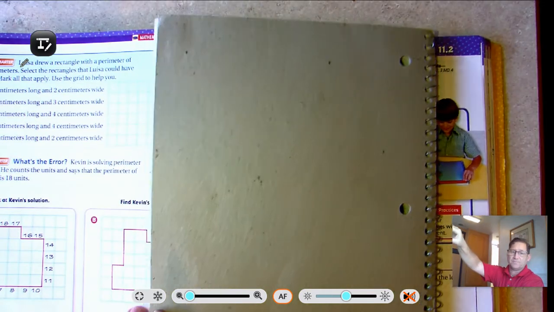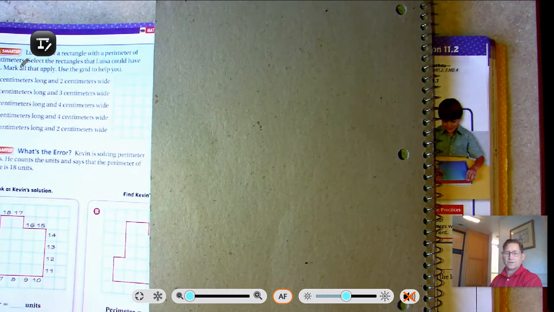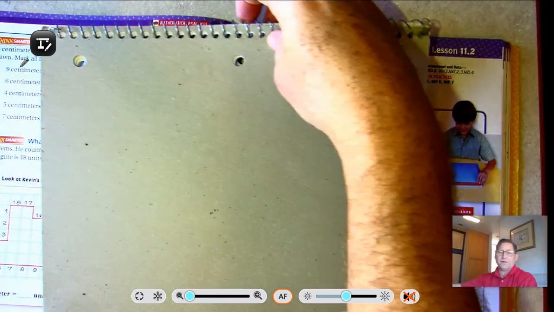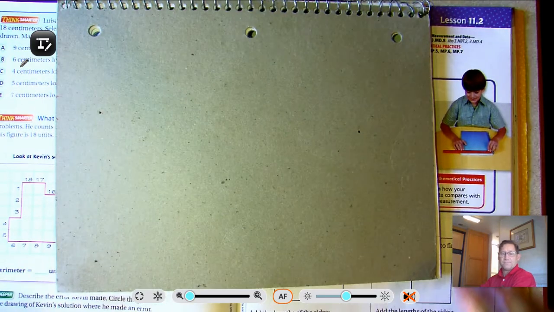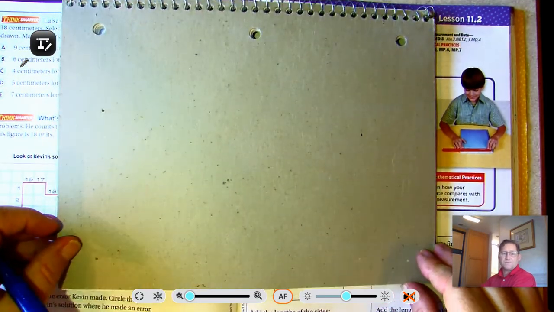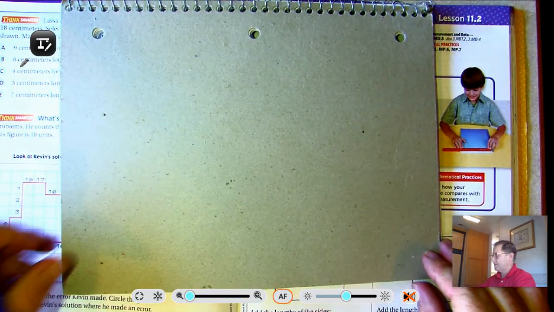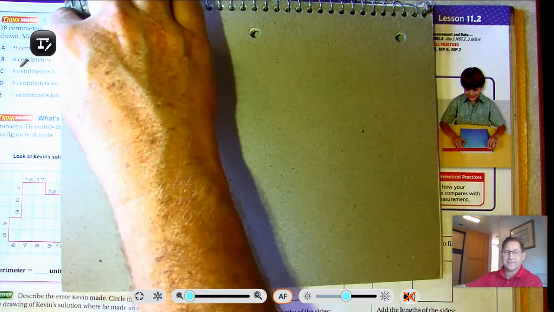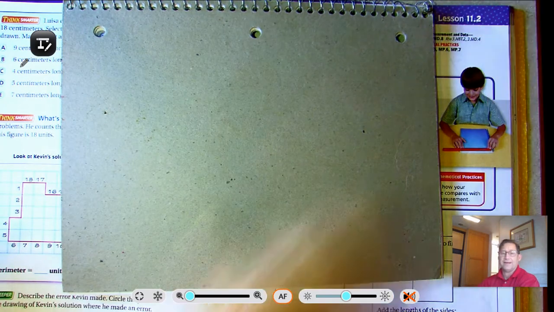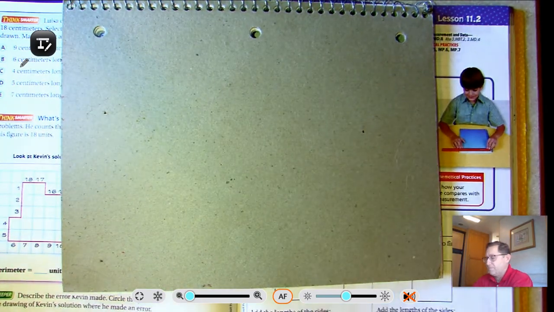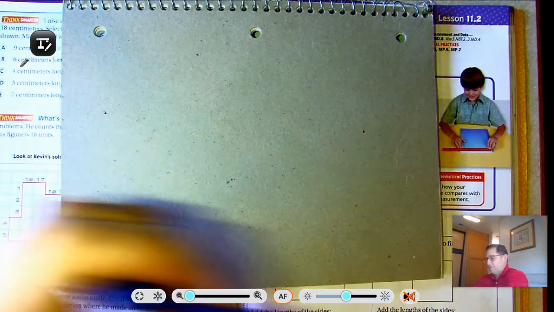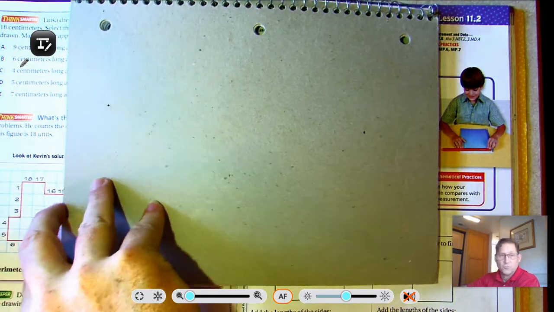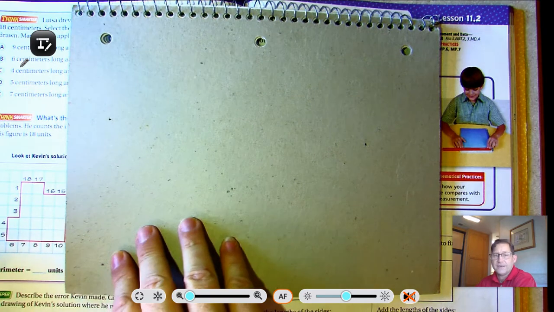So let me zoom out. Maybe it'd be better to go this way. Okay, so I want to find the perimeter from here to here to here to here and back up. Remember, perimeter is the distance around the outside of a figure. In the case of a notebook, it's typically a rectangle.